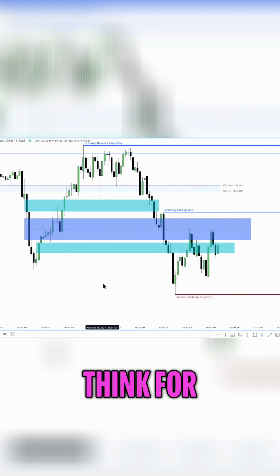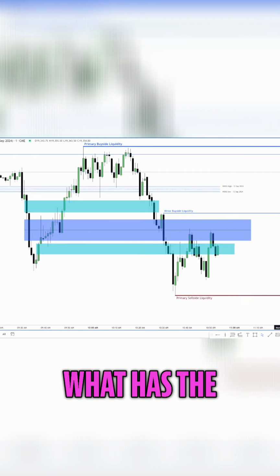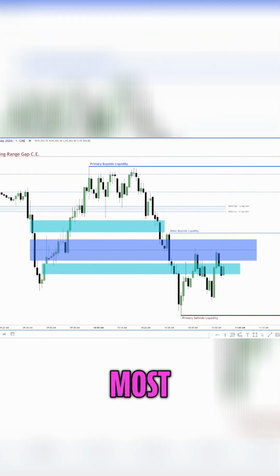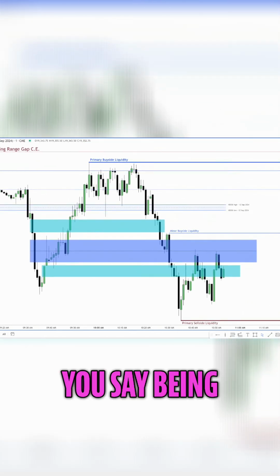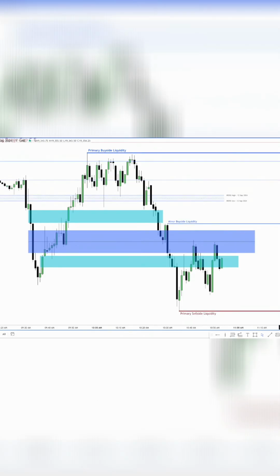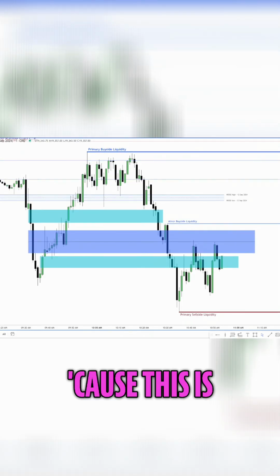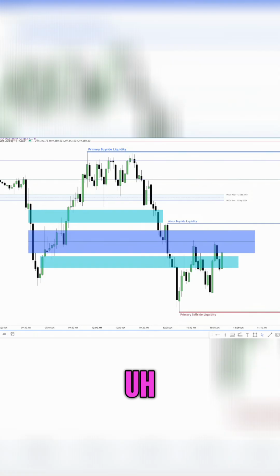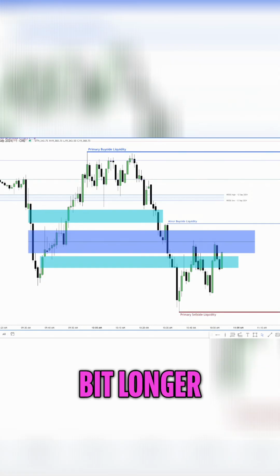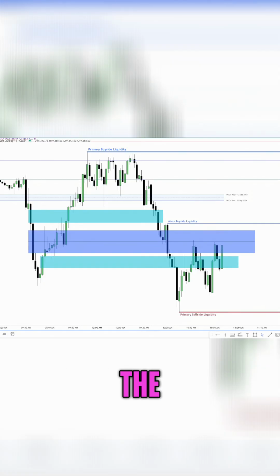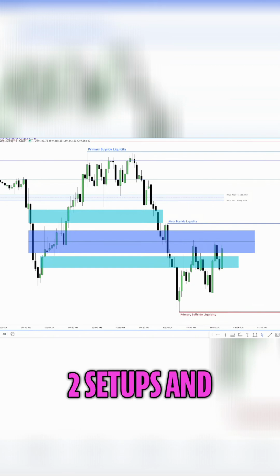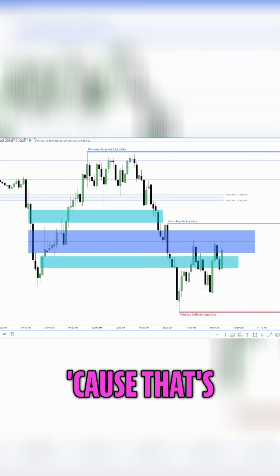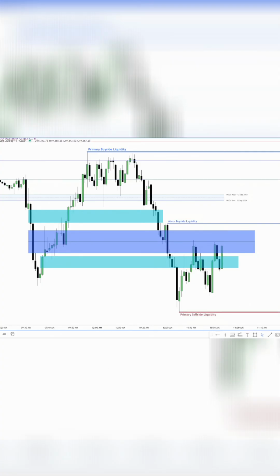So you have to stop and think for yourself, what has the most money been made on most recently? Would you say being long or being short? Because this is what you do when you trade the lunch macro. I'm going to be with you till noon today. So we're going to have just a little bit longer one today. And each day, the rest of the week, will be shorter because I'm just going in and taking one or two setups and then closing the session out. Because that's what I want my son to do. Get in, get his, and go home.